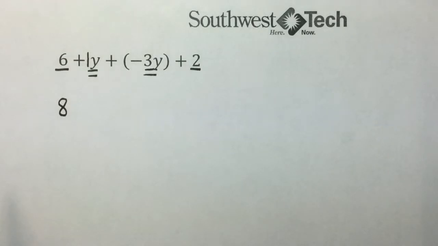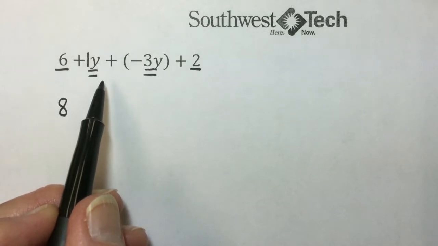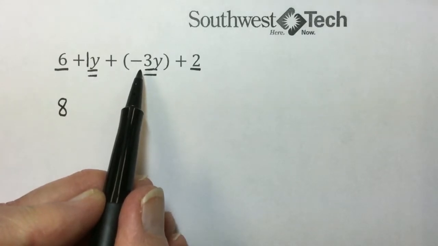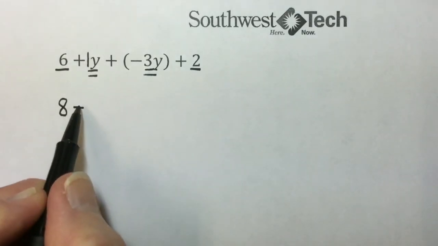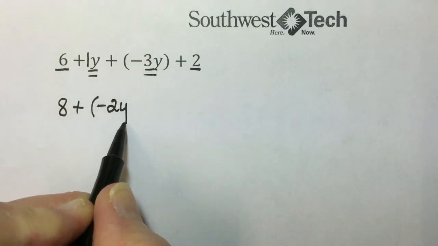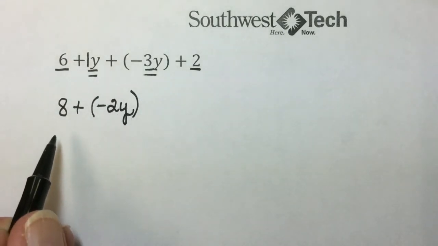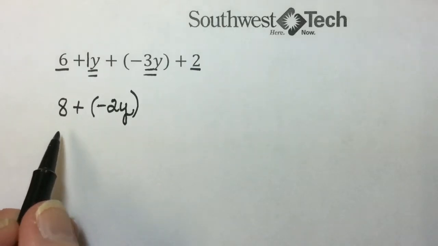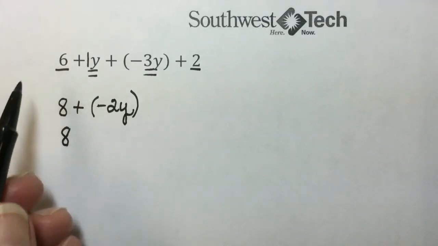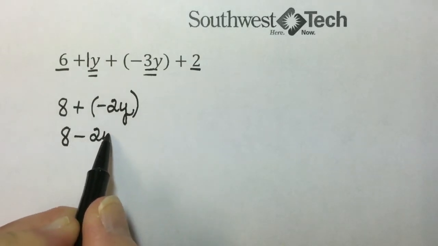When adding different signed numbers, we take the absolute value of each, subtract the smaller from the larger, so 3 minus 1 is 2, and put the sign of the larger absolute value on our answer, which is going to be a negative 2. So a negative 2, and of course we will include the y from the similar terms. Another alternative of this answer that would be equivalent, using the rule of subtraction, we could have just as easily expressed our simplification of this expression as 8 minus 2y.